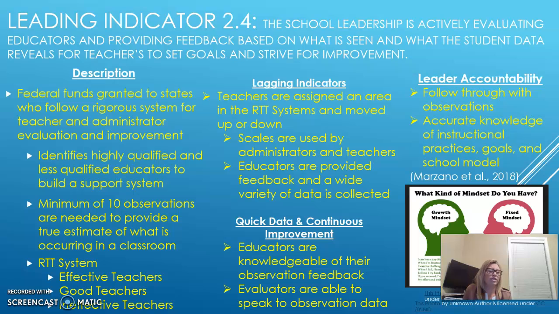Lagging indicators include teachers that are assigned to an area of the RTT system and moved up or down accordingly throughout the year. Scales are used by administrators and teachers so that they can monitor their progress, and educators are provided feedback and a wide variety of data that is collected throughout the year. Quick data and continuous improvement: educators are knowledgeable of their observation feedback, and evaluators are able to speak to the observation data. Leader accountability includes follow-through with the observations that they say they're going to do, and accurate knowledge of instructional practices, goals, and school models. (Marzano et al., 2018).